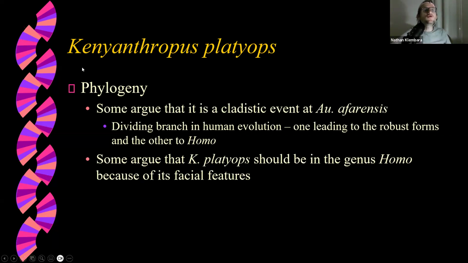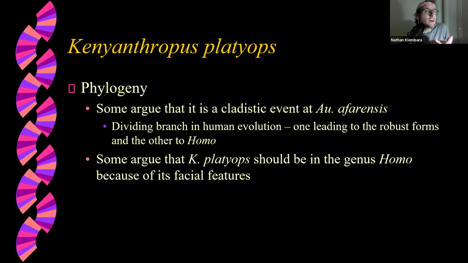Now, if you do argue that Kenyanthropus platyops is a different genus and is an actual species, and it did have that flat face, then what happened was it was likely a cladogenic event at Australopithecus afarensis. So for some reason, a small population of afarensis branched off, got reproductively isolated, became a new species. Kenyanthropus is its own genus. We know this happens because we have seen it. We're going to see it with Paranthropus in the next part of this module. So it's not so stupid to think that it could happen here.